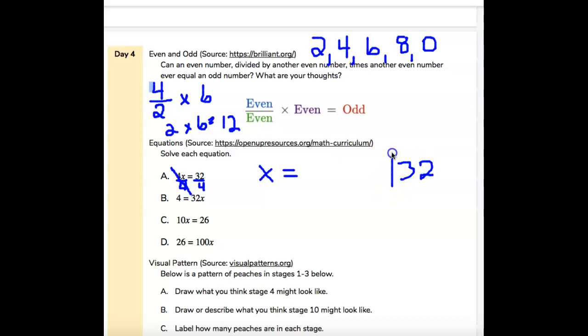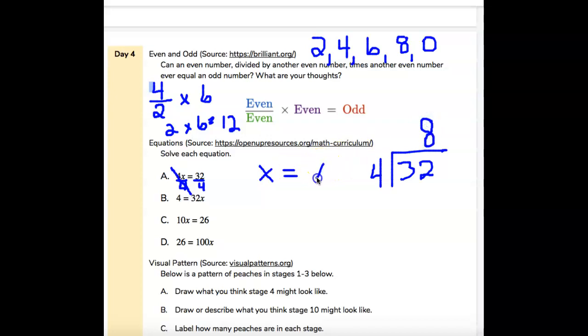Remember, division and multiplication are related. So if it says 32 divided by 4, and you think, oh, I don't know my division facts, that's okay. Use multiplication. 4 times what equals 32? Look at your sheet and what did you get? 4 times what is 32? I hope you got 8. So x equals 8. Okay?